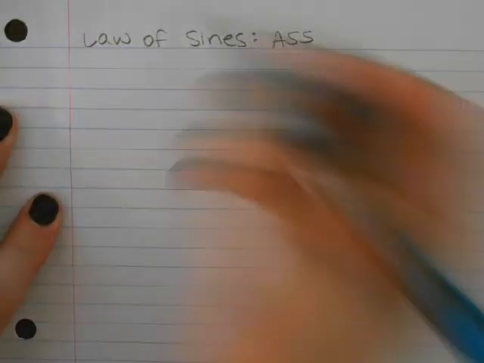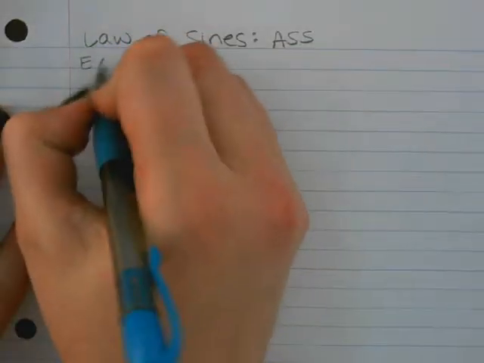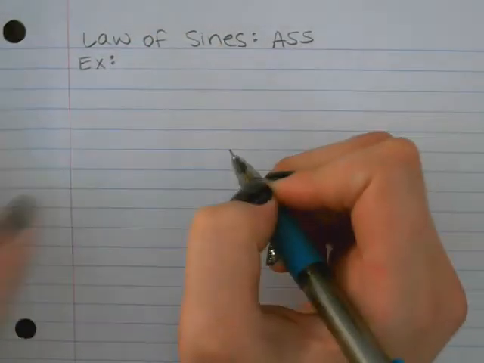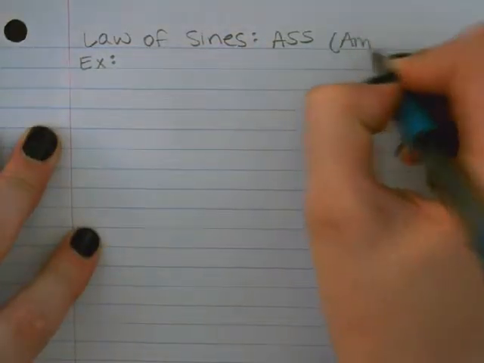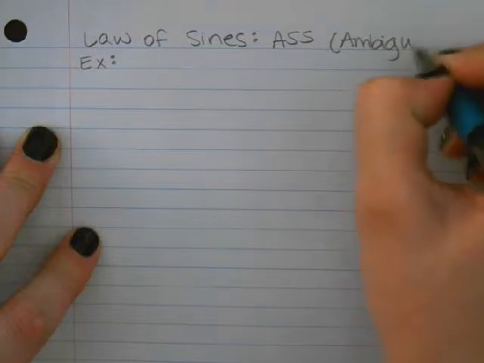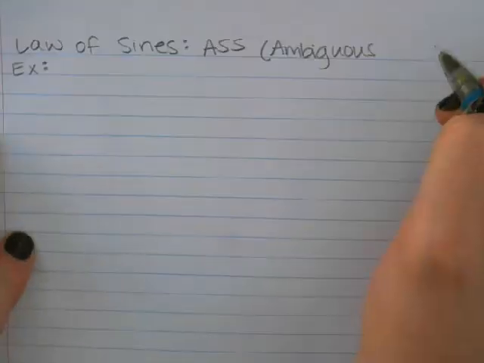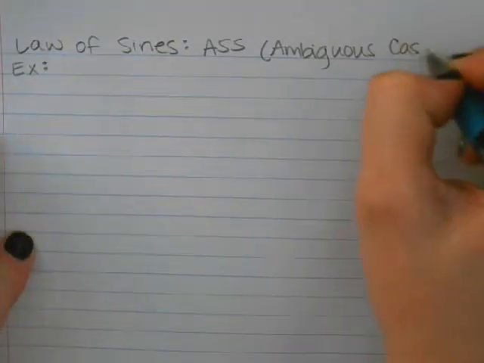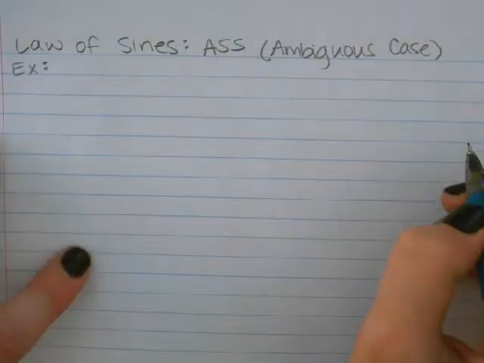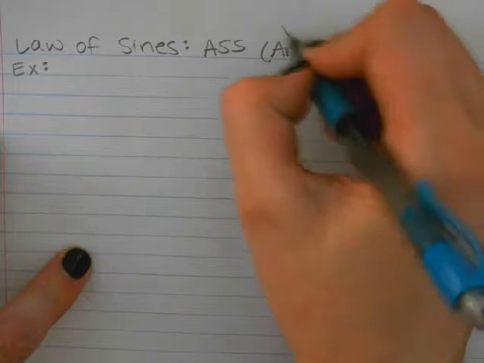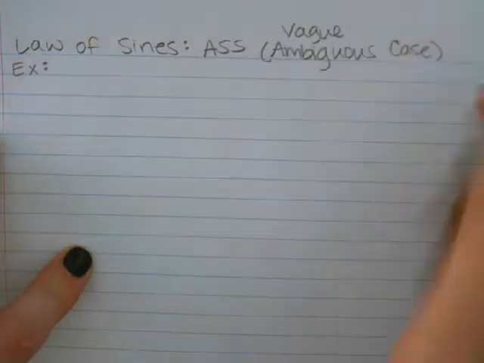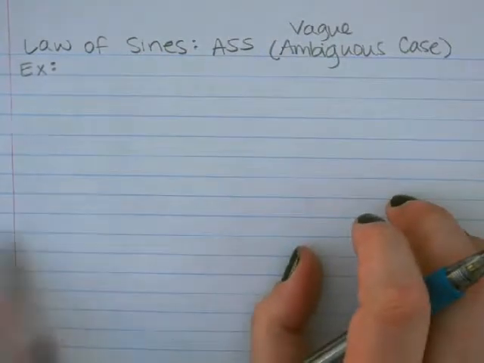I'm going to give you an example problem just to walk you through it so you guys can see. This is called the ambiguous case. Does anyone know what the word ambiguous means? It means vague. So this is the vague case, and you're going to see why in a second.